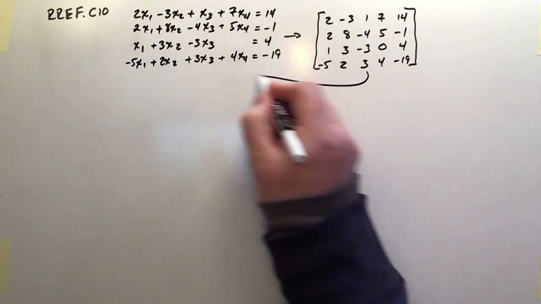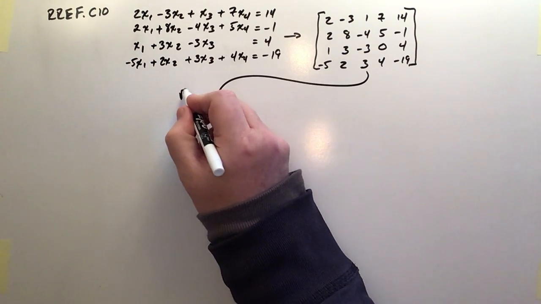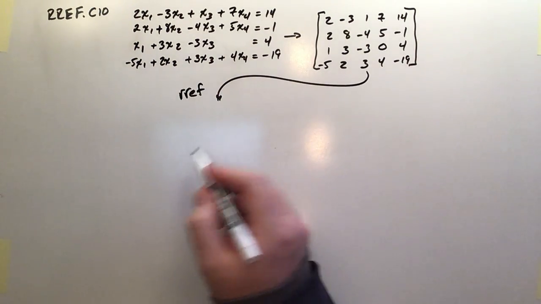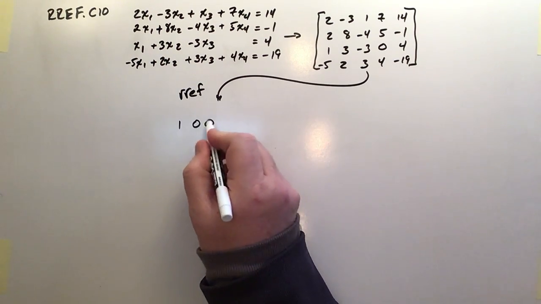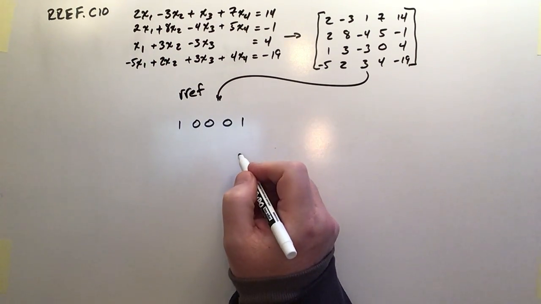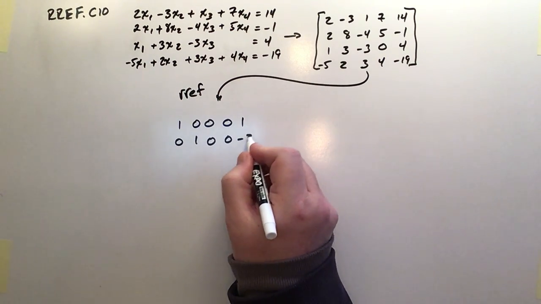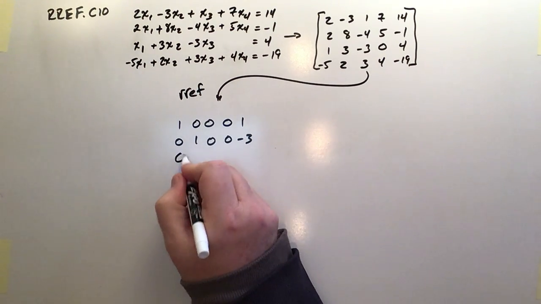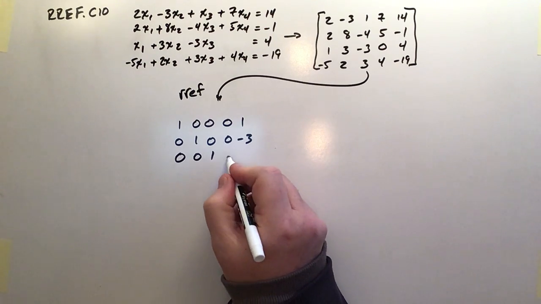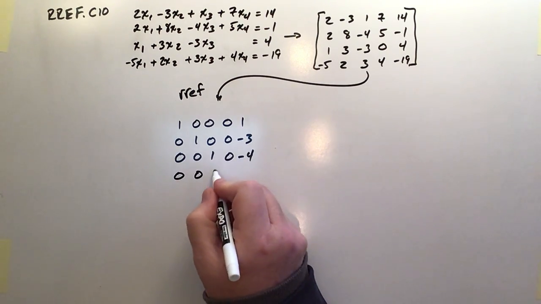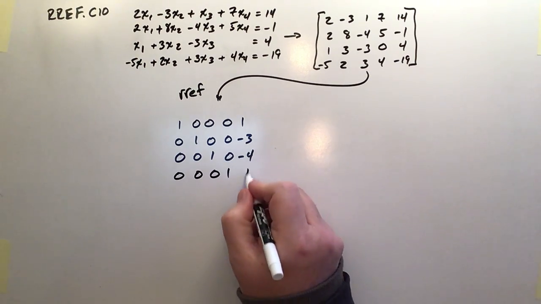I've run that for this particular matrix, so the RREF ends up looking like this: 1, 0, 0, 0, 1. Next line is 0, 1, 0, 0, -3. Line 3 is 0, 0, 1, 0, -4. And the final line is 0, 0, 0, 1, 1.